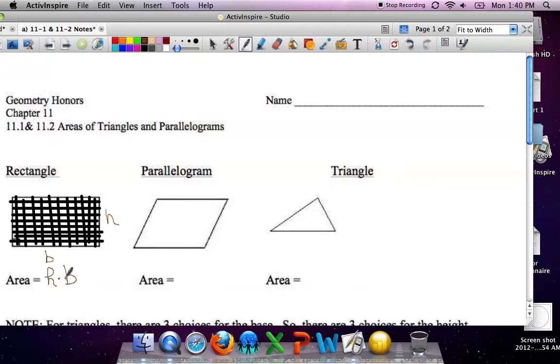Area of a rectangle is h times b, or base times height. Actually, usually we call it base times height, so why don't we just change it to b times h? We usually think about saying it that way, bh.